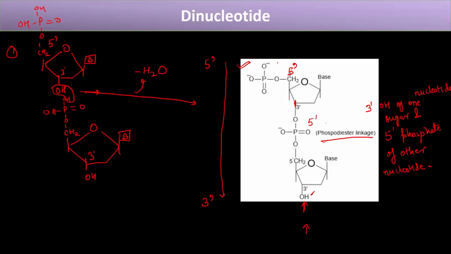Okay. Now we have understood about the dinucleotide. Now let's move to the structure of polynucleotide. Polynucleotide means we will have multiple nucleotides, right? So let's draw. This will be your first nucleotide. Here a base is attached. Here you will have OH, right? Then here you will have CH2 and a phosphate group.